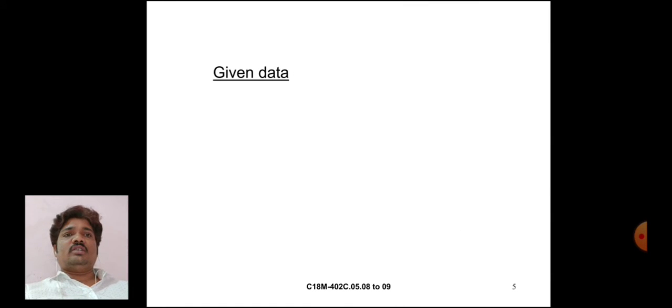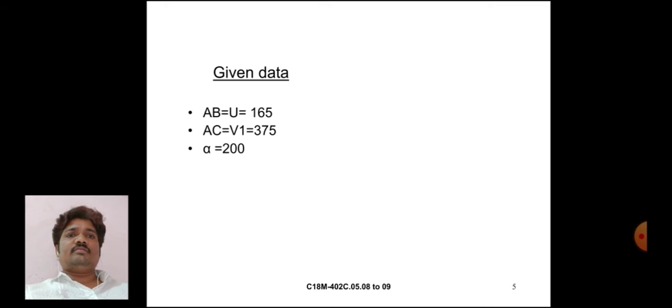In this problem, we have the given data and the solution. Given data: AB is the blade velocity, U equals 165. AC is the steam inlet velocity, 375. Alpha is 20 degrees, the inlet nozzle angle. K is equal to 0.85, a constant. M is the mass rate, 10 kg per second.